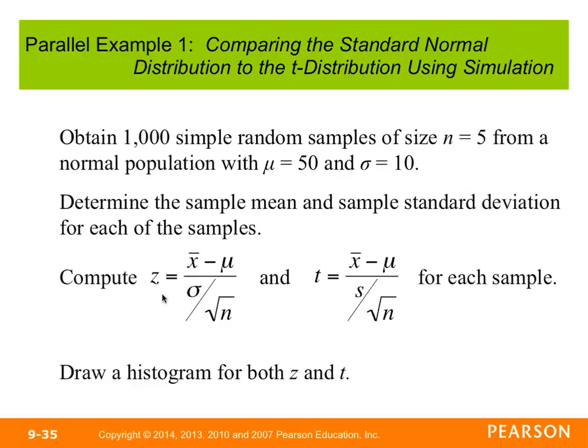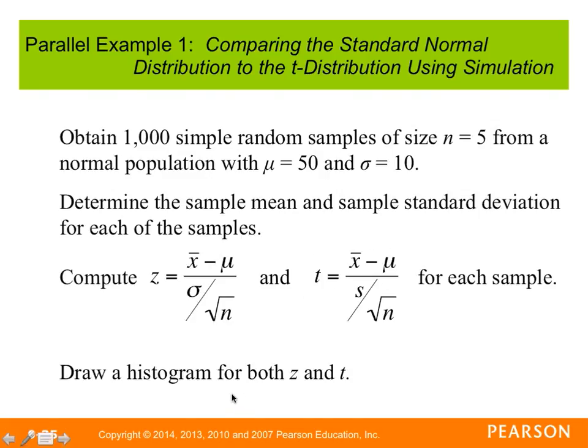This is the whole reason why t is very useful. We don't normally have the ability to know what our population standard deviation is. So what we can do is use our sample standard deviation along with our t-distribution in order to still come up with some meaningful conclusions.